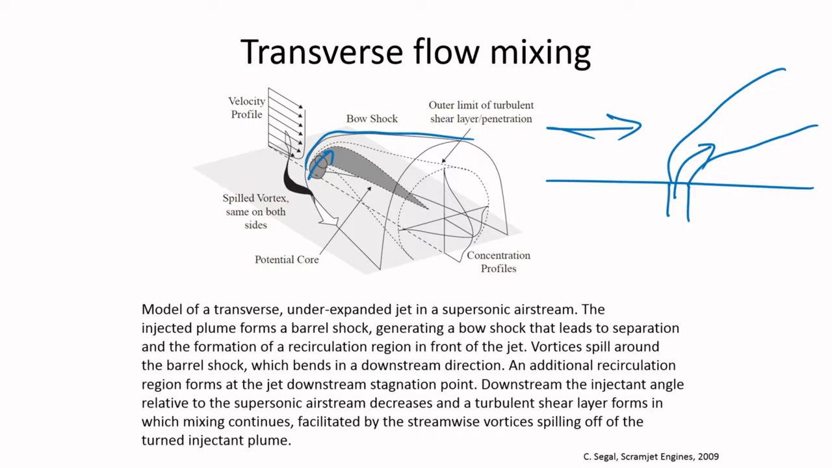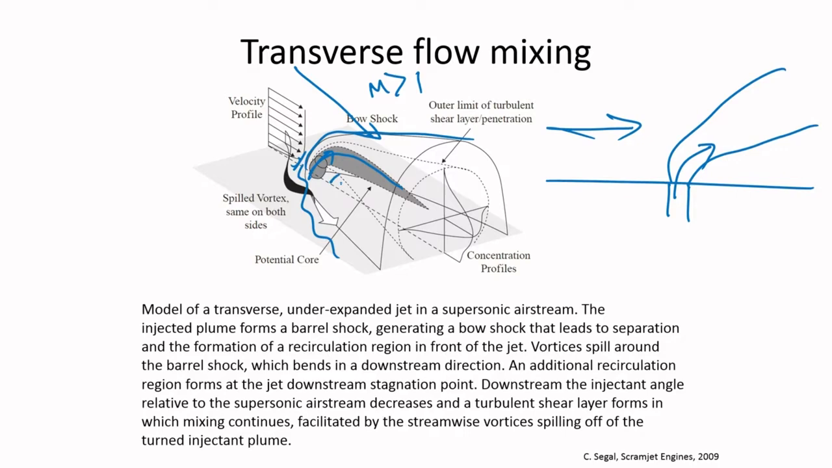essentially we think of the bow shock as a two-dimensional structure, but here, because the flow field is very strongly three-dimensional, the bow shock that has formed has a full three-dimensional structure, and it leads to formation of this recirculation region in front of the jet, and these vortices spill around the barrel shock. And the jet bends in the downstream direction, because there is a very strong momentum of air that is coming, which immediately bends the jet. And additional recirculation zones are formed both at upstream and downstream locations, here and here.